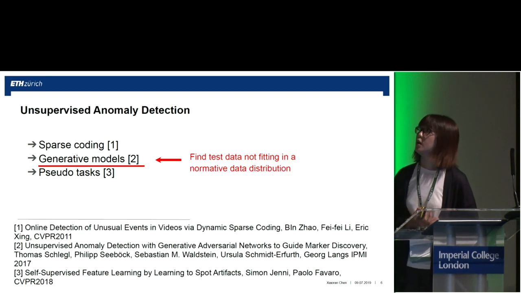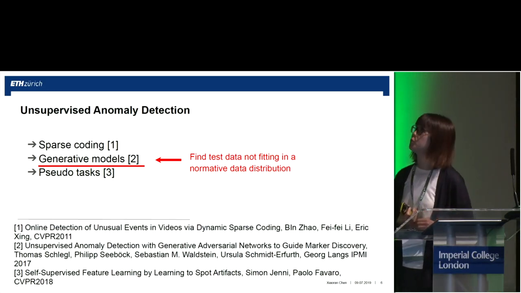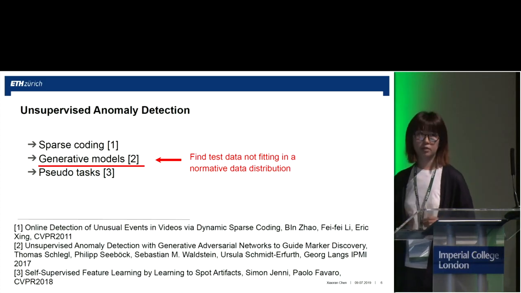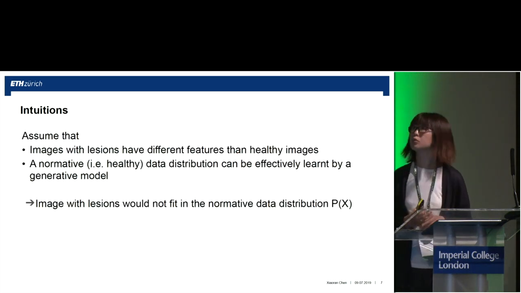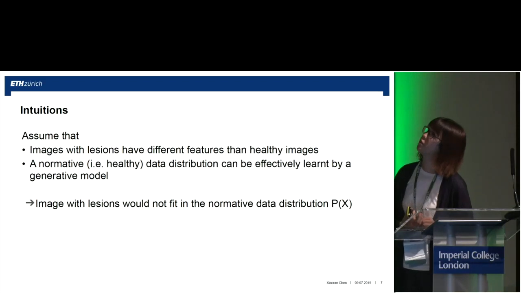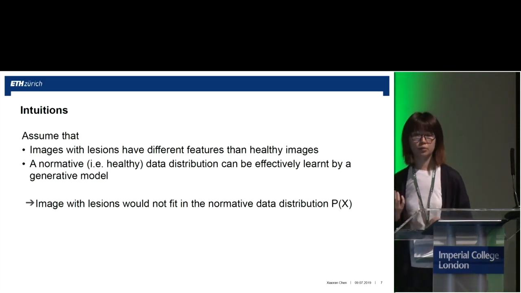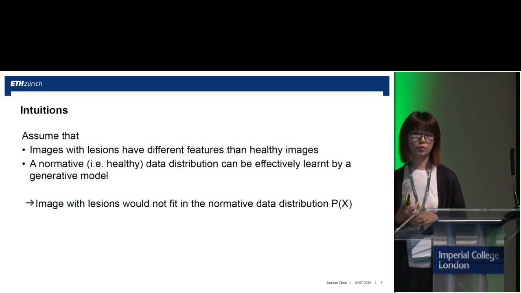to solve this problem. Our proposed method falls into the line of research of methods based on generative models, where we first learn a normative data distribution, and when the test data comes in, we check whether it follows the normative distribution that we estimated. To do this, we have the following assumptions. The first is that an image with lesions will have different features than healthy images. The second is that a normative data distribution can be effectively learned by a generative model. With these two assumptions, we know that an image with a lesion will not fit in the normative data distribution P(X).